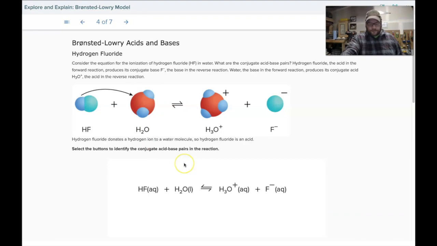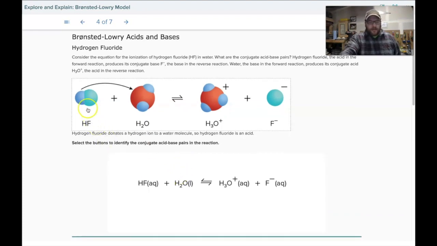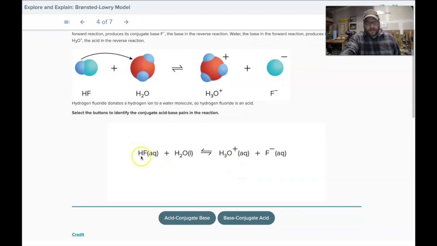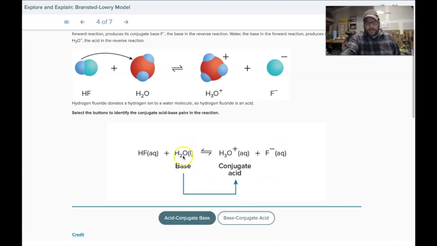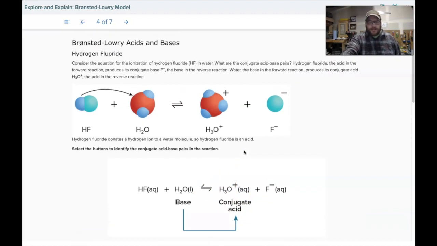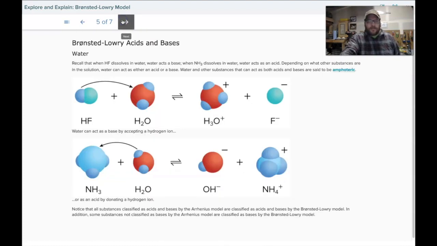So looking at that, here's an actual example. We have hydrogen fluoride, or hydrofluoric acid. It's going to give up its hydrogen to water, forming the hydronium ion, leaving the fluoride ion by itself. So in this case, the HF is our acid, and the fluoride ion is our base, and then the water is acting as a base and turns into the conjugate acid. So that's kind of the basics behind conjugate acid and base pairs.